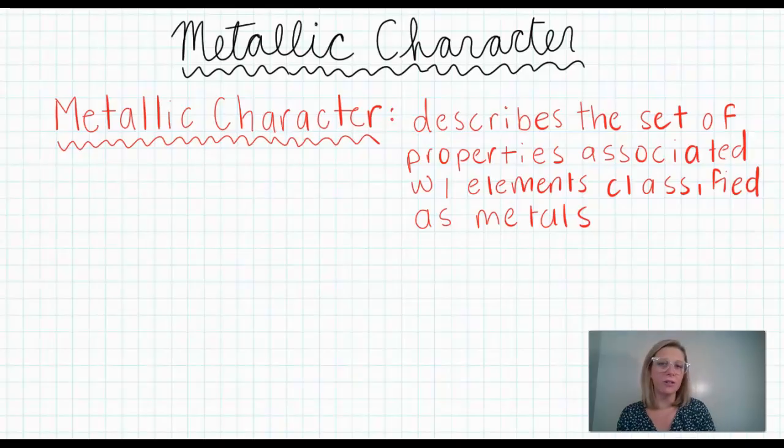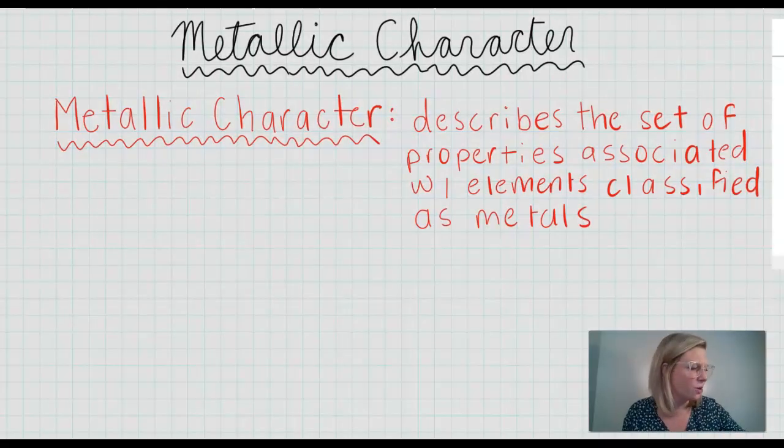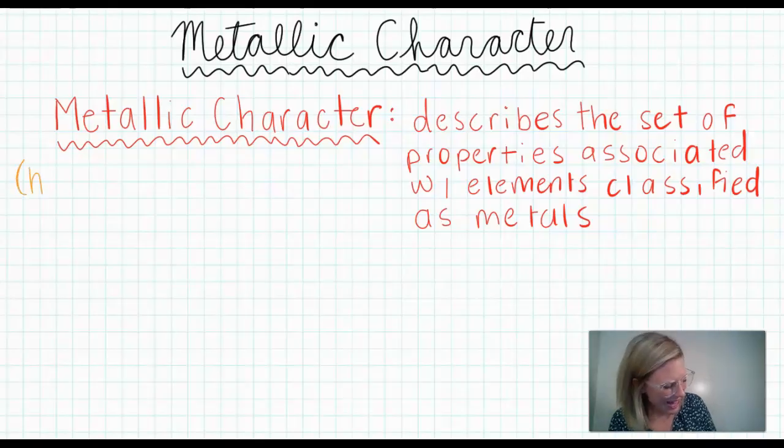So we have metallic character. By definition, kind of annoying, right? It involves the word metal, but it's used to describe the set of chemical properties that are typically associated with elements classified as metals. So what do we mean by that? Well, essentially metallic character is how much like a metal something behaves.